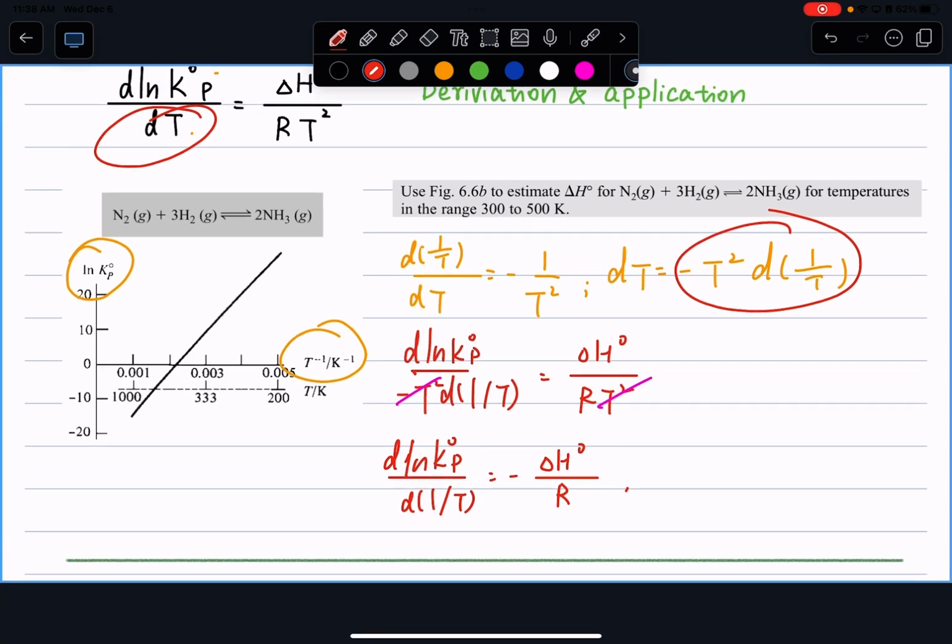So the physical meaning of this differential is the slope of this curve here. All right, so you might have a question asking you to quickly illustrate what's the physical meaning of the slope of this curve.